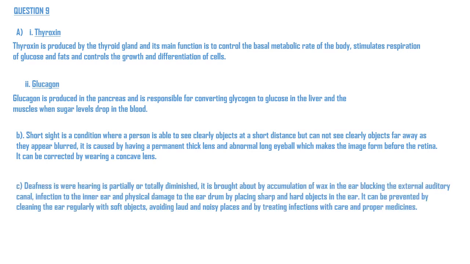C. Deafness is where hearing is partially or totally diminished. It is brought about by accumulation of wax in the ear, blocking the external auditory canal, infection to the inner ear, and physical damage to the eardrum by placing sharp and hard objects in the ear. It can be prevented by cleaning the ear regularly with soft objects, avoiding loud and noisy places, and by treating infection with care and proper medicines. So these were the answers for question 9.